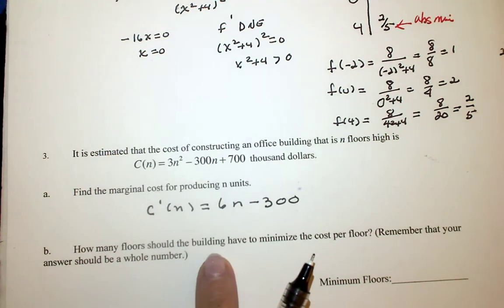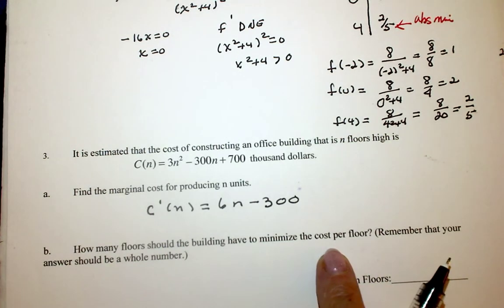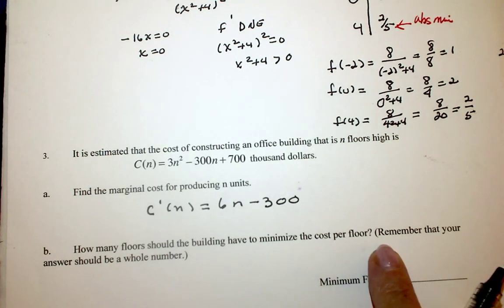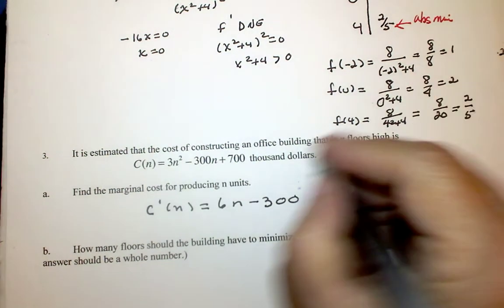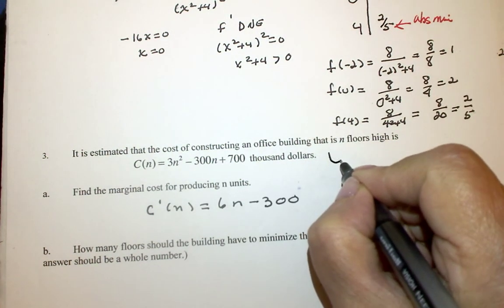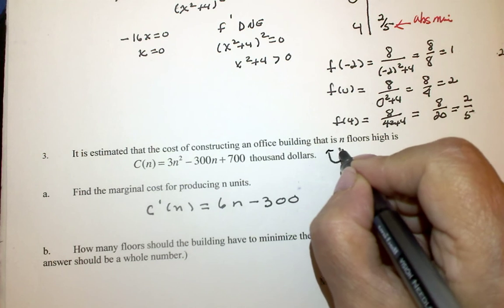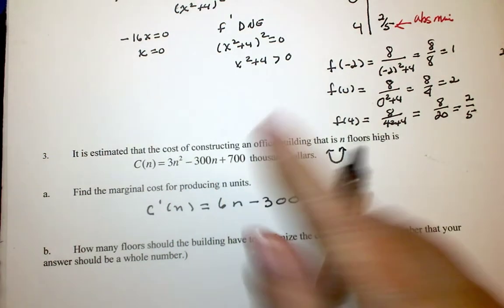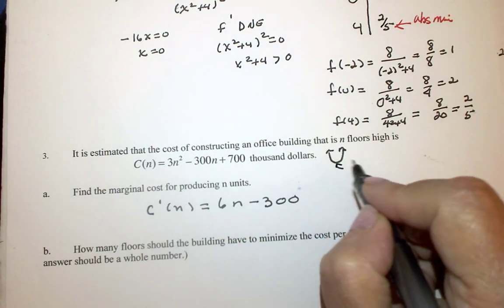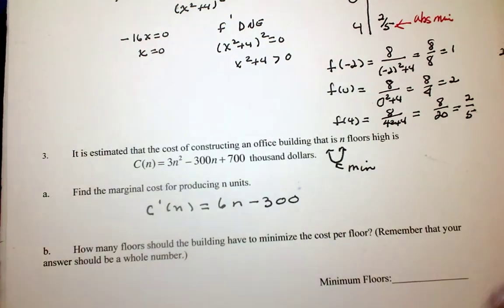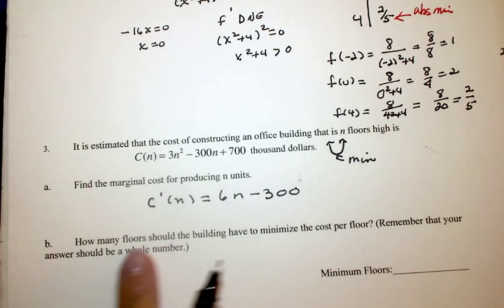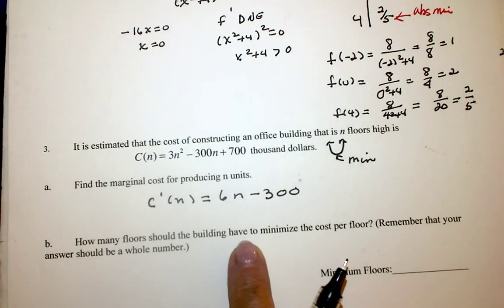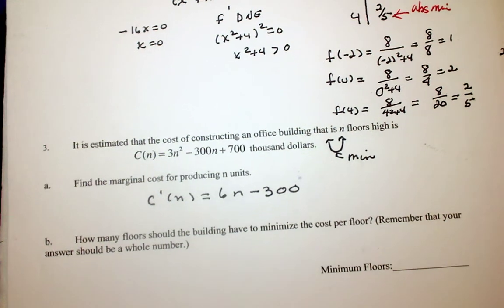How many floors should a building have to minimize the cost per floor? Now, this is a minimum. Remember, at this point, we're looking at a parabola that opens upward because it's degree 2. So it does have a min. Min's at the vertex.